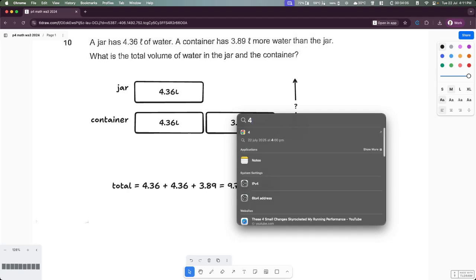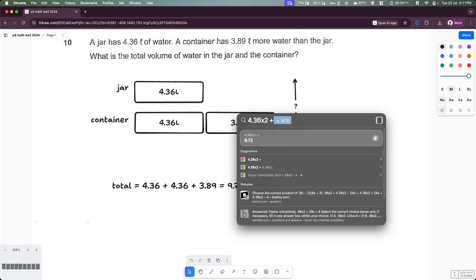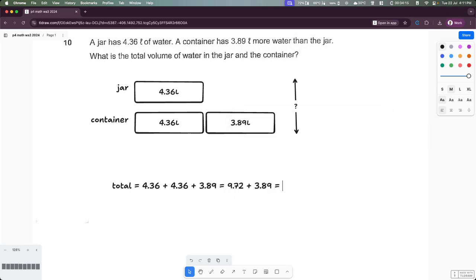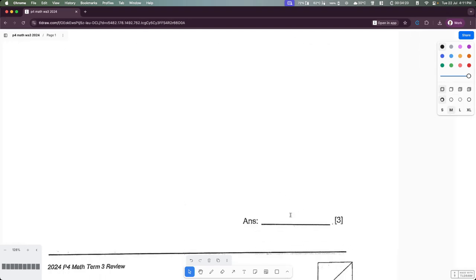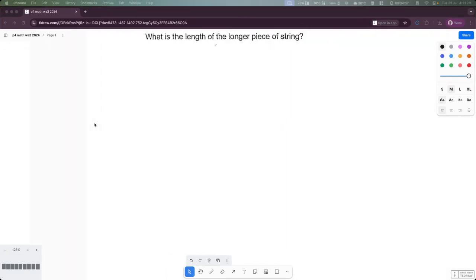I'm gonna use my calculator, but 4.36 times 2, right, plus 3.89, which is 12.61 liters, L. Okay, so that's the answer. There should be a liter sign, but I'm gonna put L just to get it straight as what you see over here. So 12.61 liters. All right, let's move on to the next question.